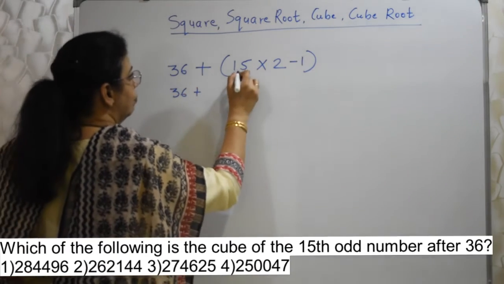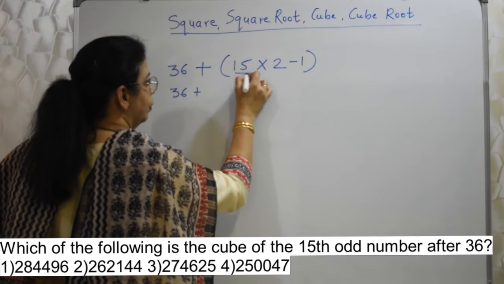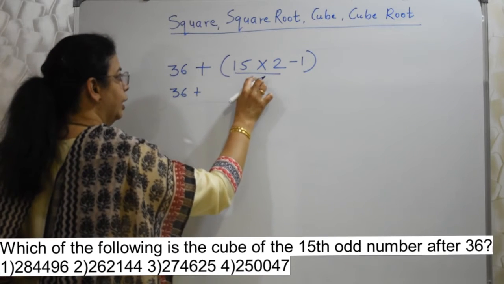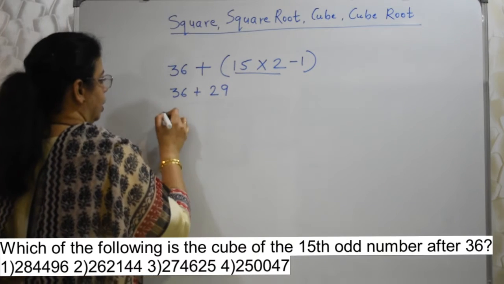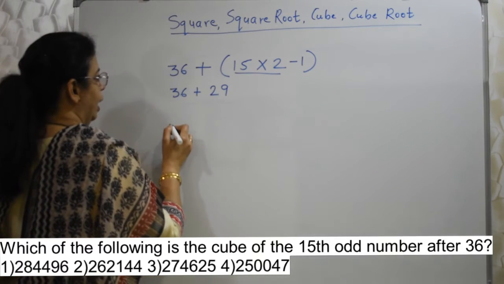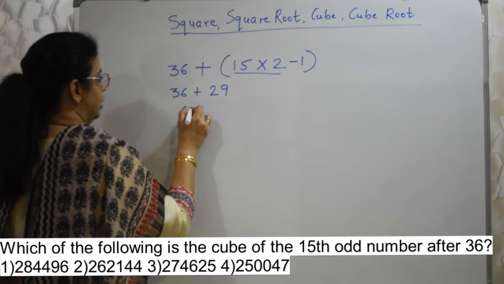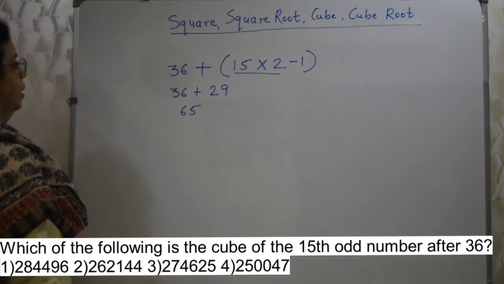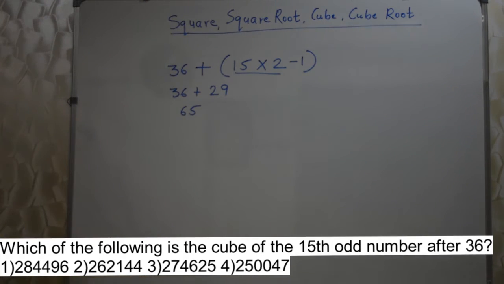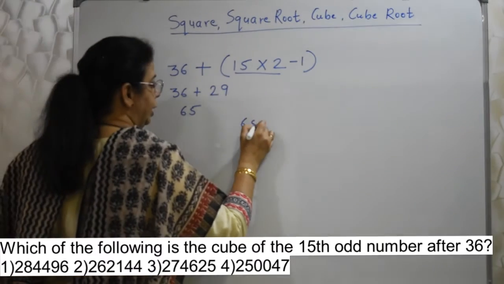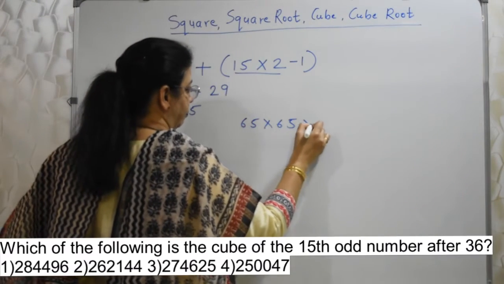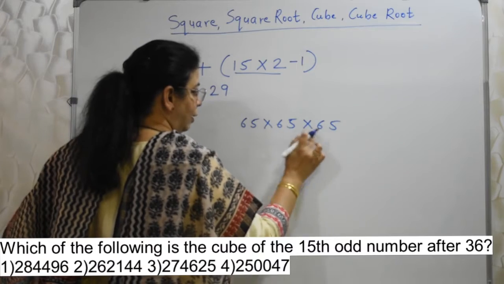36 plus BODMAS करना है इधर. So if this will come first. 30 minus 1, that is 29. Add this 36 plus 29. 65. Right? 65 का cube करना है. We need to find out the cube of 65. That is 65 into 65 into 65. Are we going to do that?